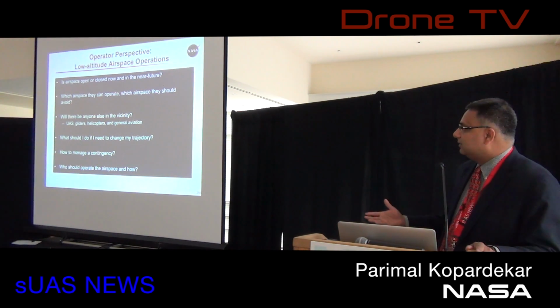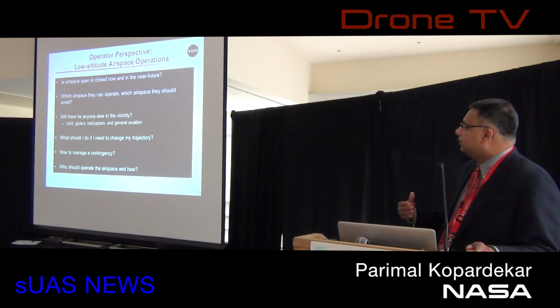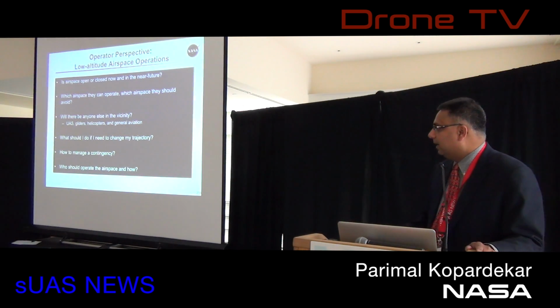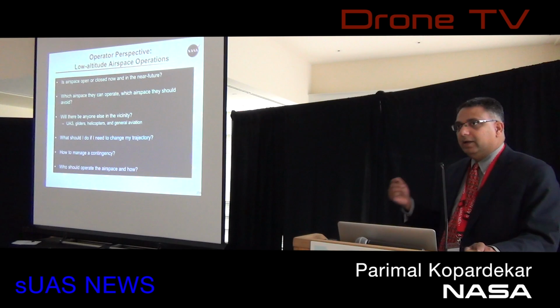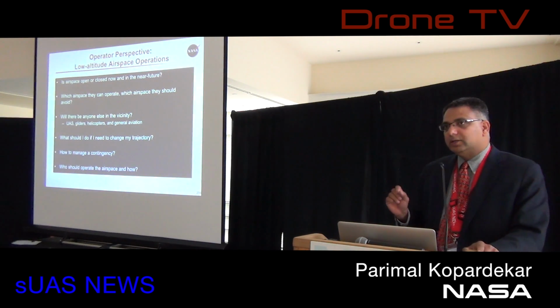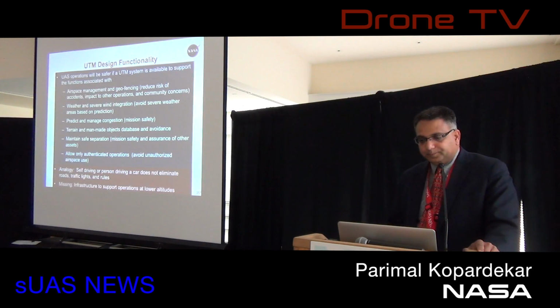Will there be anybody else in that airspace? At the same time, I will be. What should I do if I need to change the trajectory? You saw the drone deploy, so there's a good example there. How to manage a contingency, and we'll talk about the different contingencies. And who should operate this airspace? So this is another interesting question, and how should we operate that airspace?